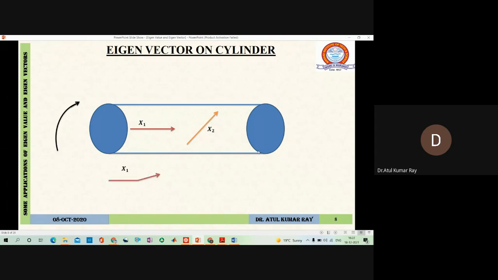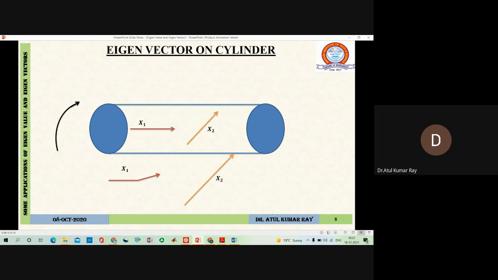So if I rotate, x1 will definitely rotate. This vector will rotate by some angle. It will not scale. It will rotate. But x2 will definitely be scaled in the same direction.